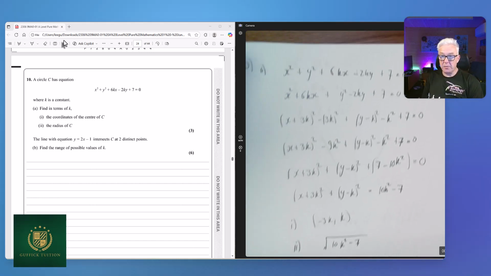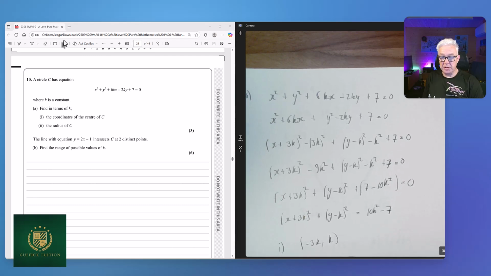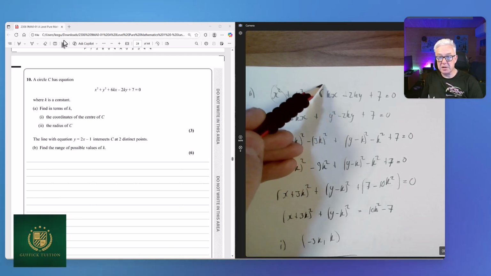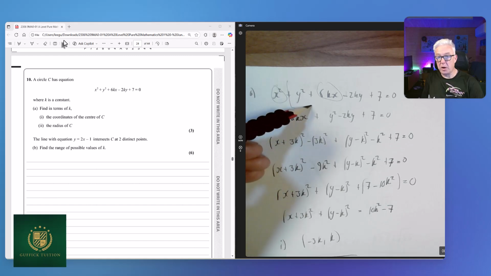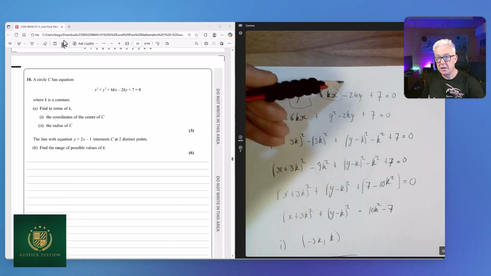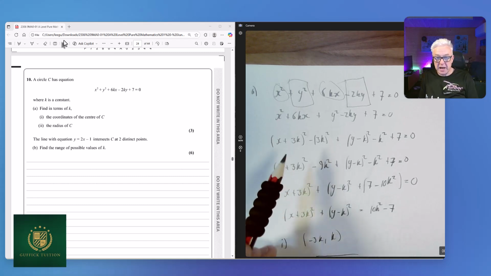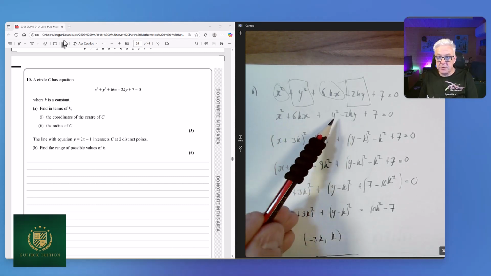So we're going to be completing the square as we usually do for these circle questions. Step 1 is just to write down the x terms next to each other and the y terms next to each other. Okay, I feel like I'm in year 7. Do you remember doing that in year 7? So you put those together: we've got the x terms, we've got the y terms.